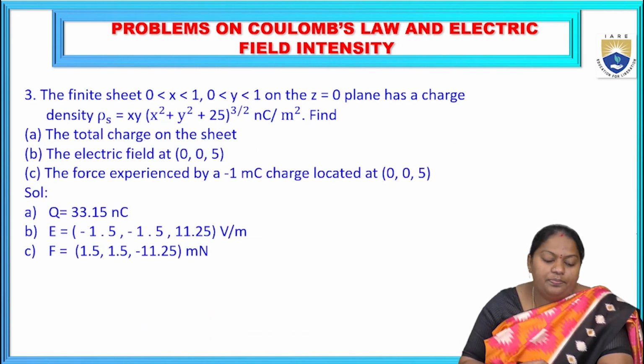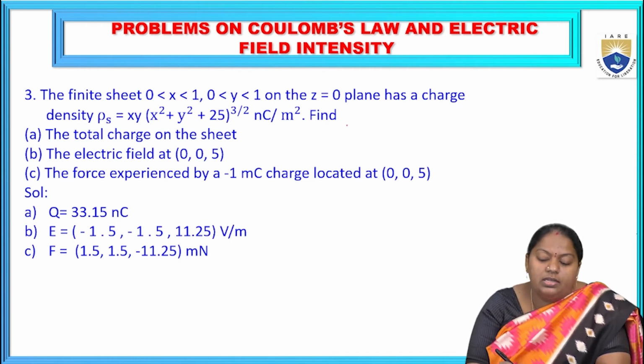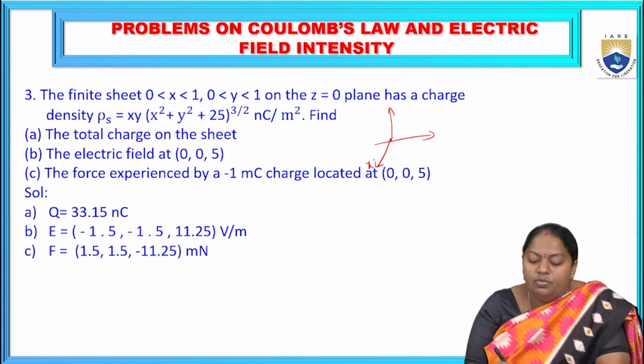Now, another problem. The finite sheet means we have to consider it plane-wise. Plane-wise means we'll be considering two-direction elements among x, y, z. Suppose in the 3D view, if you consider the xy plane, the z component is constant. If you are considering the yz plane, the x component is constant, and if you are considering xz, the y component is constant. Depending upon that, a finite sheet is supposed to occupy two directions.